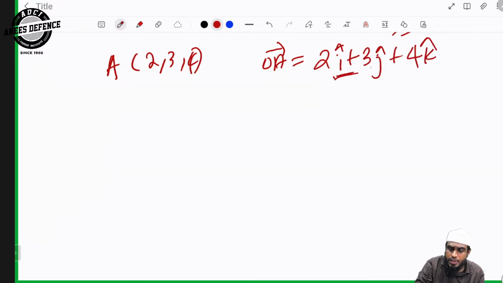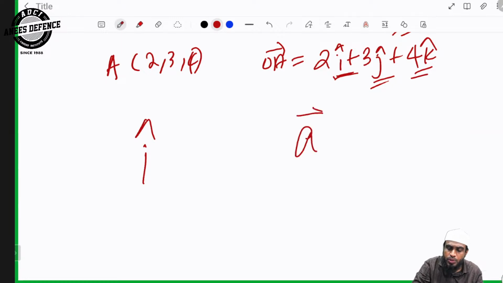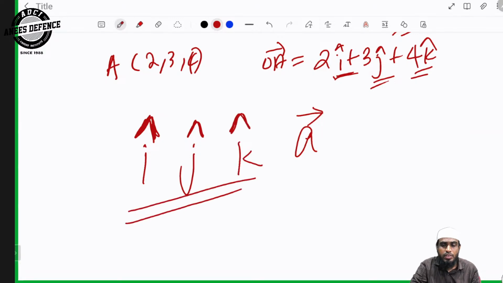So what is this I, J, K? We are providing I with a cap. Normally a vector is represented with a bar above. With arrow, without arrow, both are the same. But I is represented with a cap, J is represented with a cap, K is represented with a cap. If a vector is shown with a cap, we can call it a unit vector.